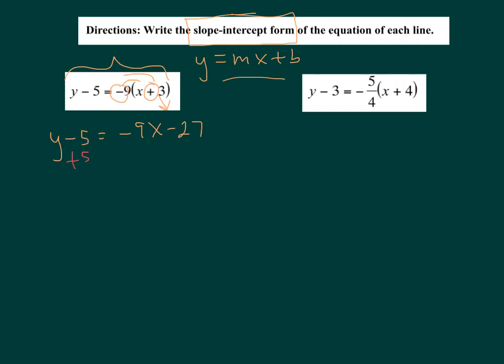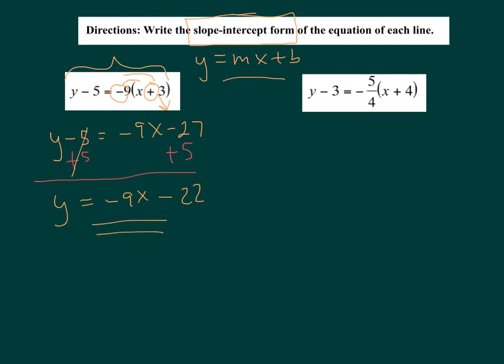has got my attention, and so I'm going to add, because that's the inverse of subtraction, and whatever I do on the left side, I've got to do on the right, so I'm going to add 5 over here. And what comes down, I got y equals negative 9x. Negative 27 plus 5 is going to be a negative. The difference of 27 and 5 is 22, and that's my final answer. And now that's in slope-intercept form.